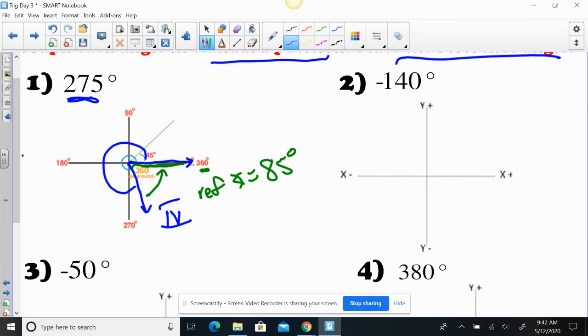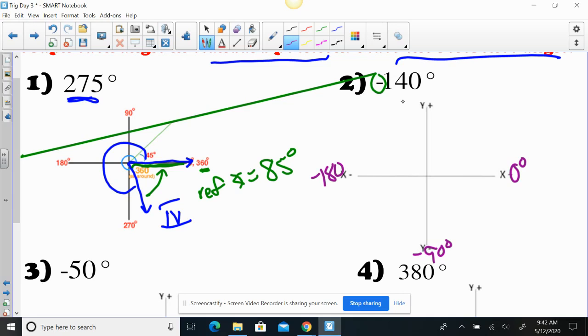All right, so this one's a negative. So, oops, I don't know why I have that green line. Sorry about that. But if I'm going negative, I want to think this is 0, negative 90, negative 180, negative 270. These are all degrees, negative 360. All right, so negative 140 should be somewhere here between negative 90 and negative 180. I'm going to draw my initial side, and I'm going to go clockwise right there. So there's the negative 140.